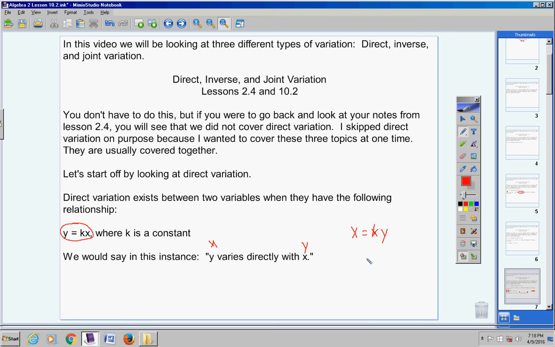Swap places. Now that's probably not going to happen. Okay, don't worry about that, but I'm just saying, understand what this phrase means. Y varies directly with x means y equals kx. X varies directly with y means x equals ky. But we're not going to get to that for now, so that's fine. Y varies directly with x means y equals kx. You need to know that.